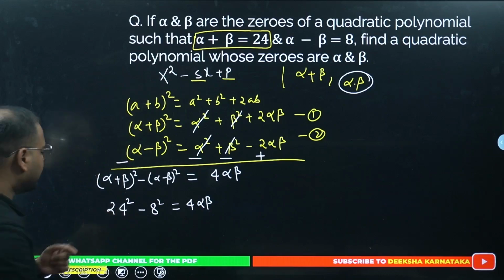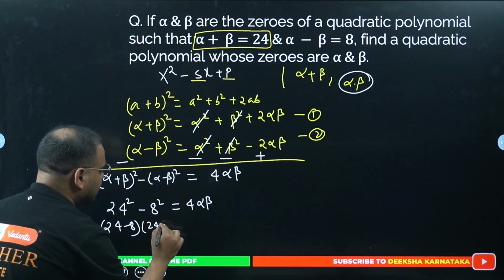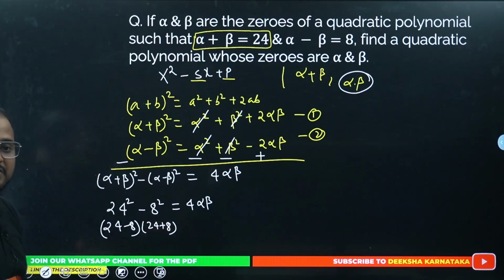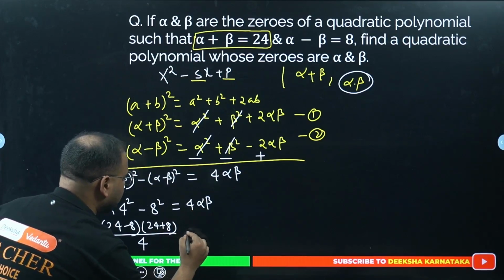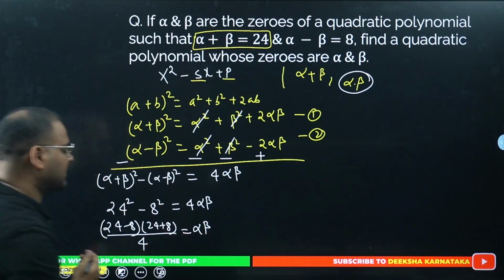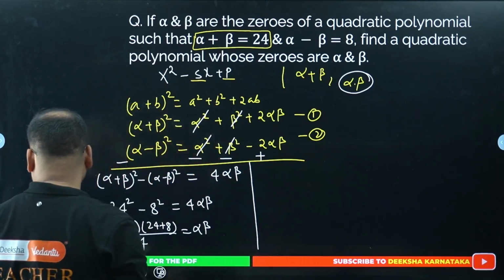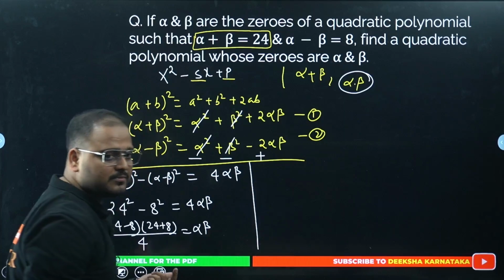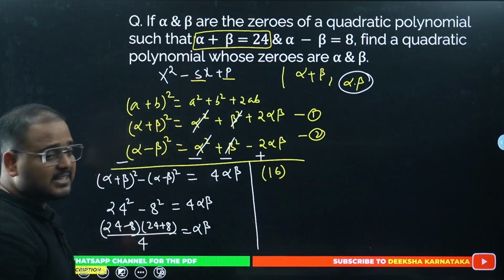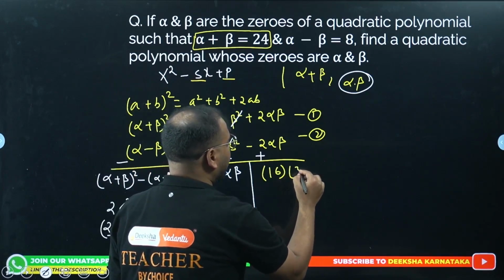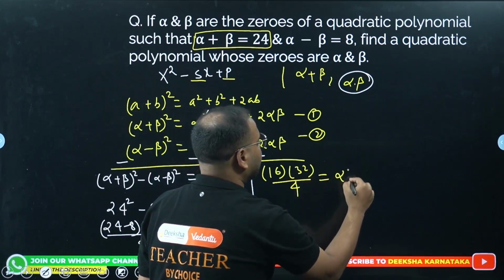Apply a square minus b square: (24 minus 8)(24 plus 8). Now this 4 is a constant, I can take it to the denominator, so that it equals alpha beta. So 24 minus 8 is how much? 16. And 24 plus 8 is 32. 32 divided by 4 equals alpha into beta.